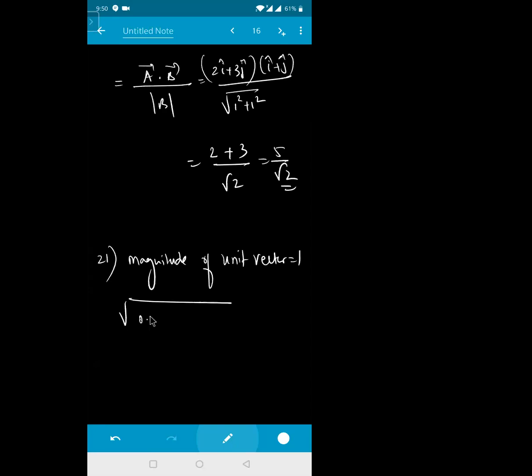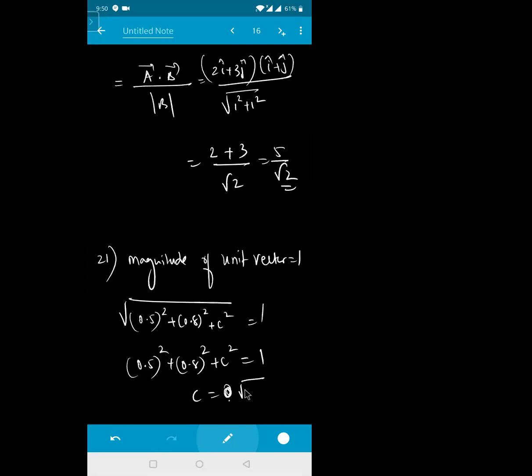So this one is 0.5 whole square plus 0.8 whole square plus c square, and that must be equal to 1, isn't it? Squaring on both sides, this will become 0.5 whole square plus 0.8 whole square plus c square, which is also equal to 1. So simplify this, and that will give me the value of c. 0.5 whole square is 0.25, 8 8s are 64, 0.64. That is nothing but c square. So c is equal to 0.11 approximately.